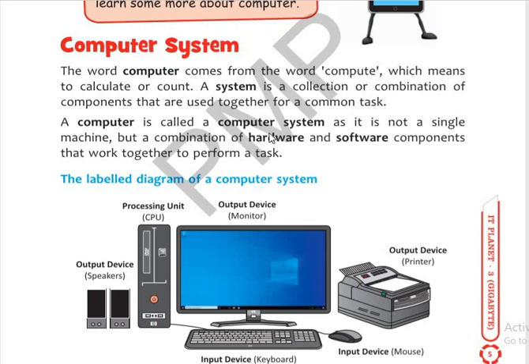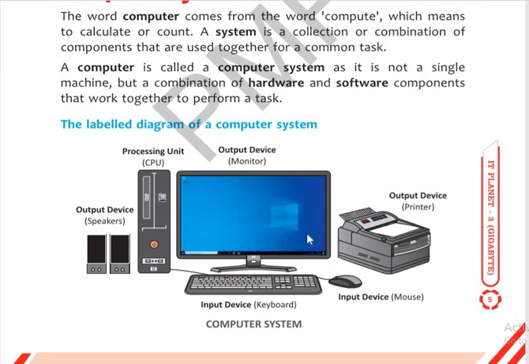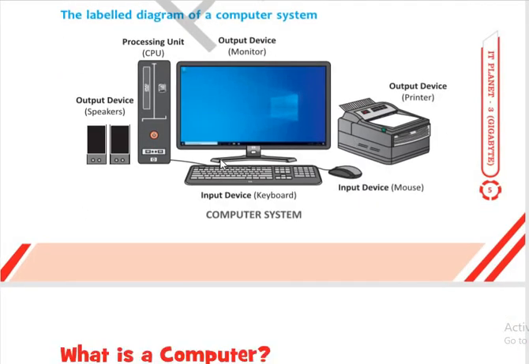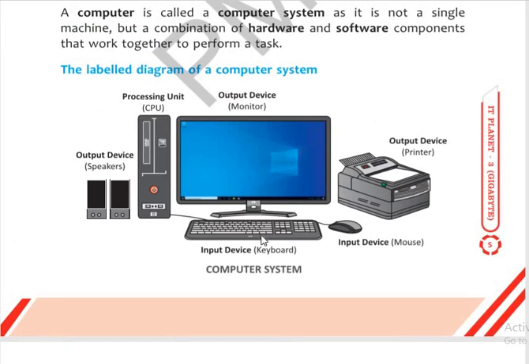A computer is called a computer system when it is working with both hardware and software components, and together they perform a task. So this is the diagram of a computer system, where it consists of five main things: keyboard, mouse, monitor, CPU, speaker, and one more additional, that is our printer.